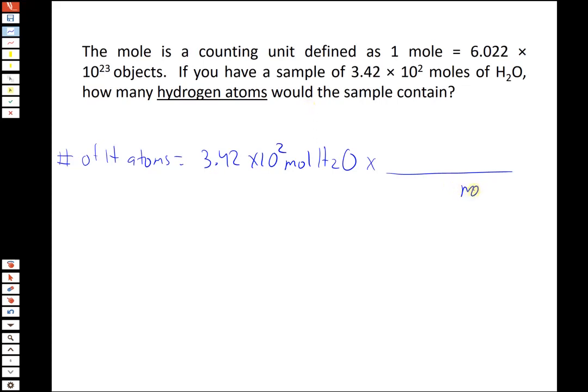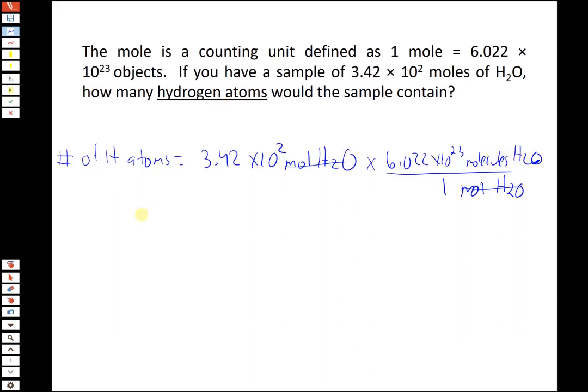So we want moles to cancel out, and then what we can do is use this conversion factor, 6.022 times 10 to the 23rd. That's going to tell us how many molecules of water are in 1 mole. Whatever the substance is made of, there's that many units in 1 mole. So water is made up of molecules, so there's 6.022 times 10 to the 23rd molecules in 1 mole. But that's not what the question is asking. The question is asking how many hydrogen atoms would there be. This is total molecules of H2O.